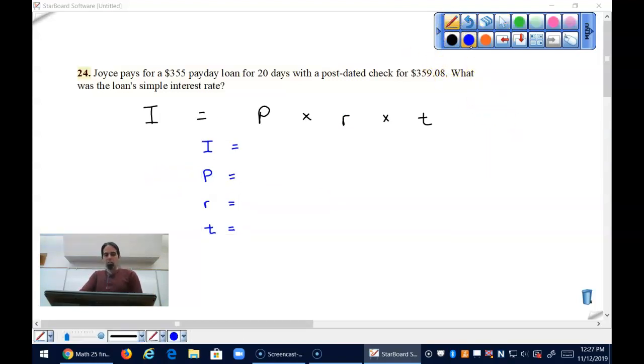Now, the interest is going to be $4.08. Where did I get that? Yeah, we had... So she writes her post-dated check for that amount. The loan was that amount. So the difference between them must be how much the interest is, because she's not going to pay the payday loan company anything but the loan or the interest.